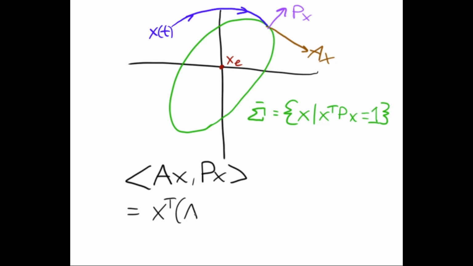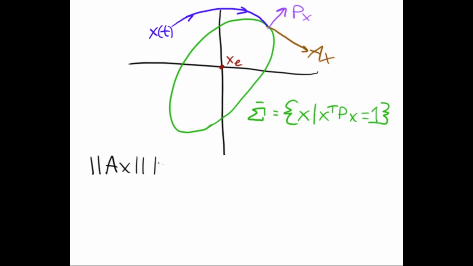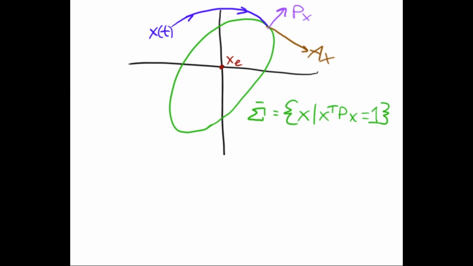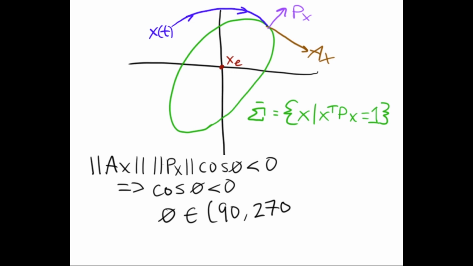In order for stability to hold, we need p of x times a of x to be less than 0, which means that a transpose times p plus p times a is less than 0. Since p of x dot product with a of x depends on the norm of p and the norm of a, we need cosine of theta to be negative. So that means our angle between a of x and p of x must be between 90 and 270 degrees. This is true for all x. We can make our sigma field smaller and smaller and say the system is Lyapunov stable.